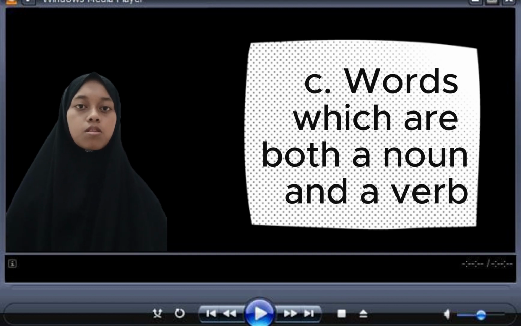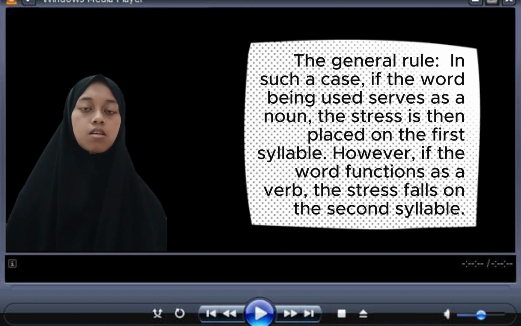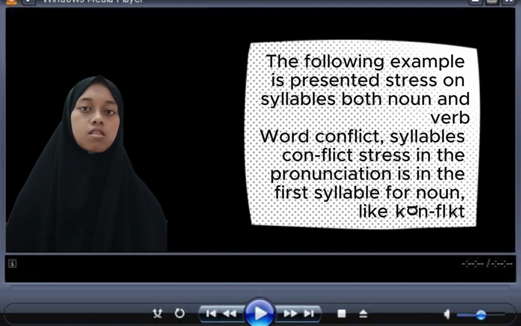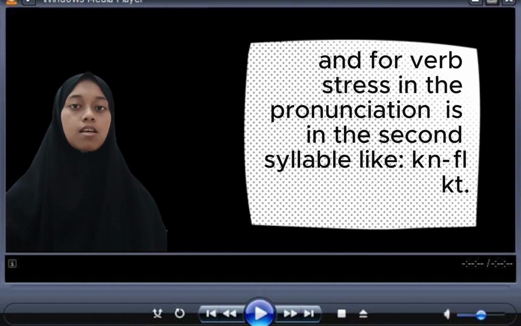Words which are both a noun and a verb. The general rule in such a case: if the word is used as a noun, the stress is placed on the first syllable. However, if the word functions as a verb, the stress falls on the second syllable. The following is an example of stress on syllables for both noun and verb. The word conflict: the stress in the pronunciation is on the first syllable for the noun, like conflict, and for the verb, the stress is on the second syllable, like conflict.